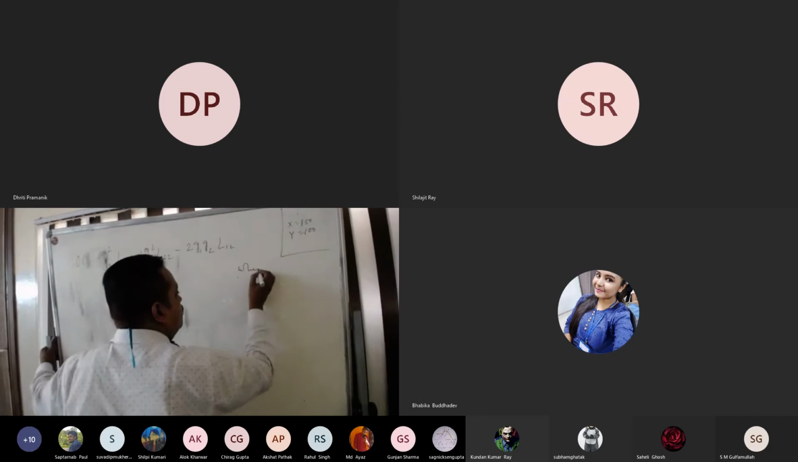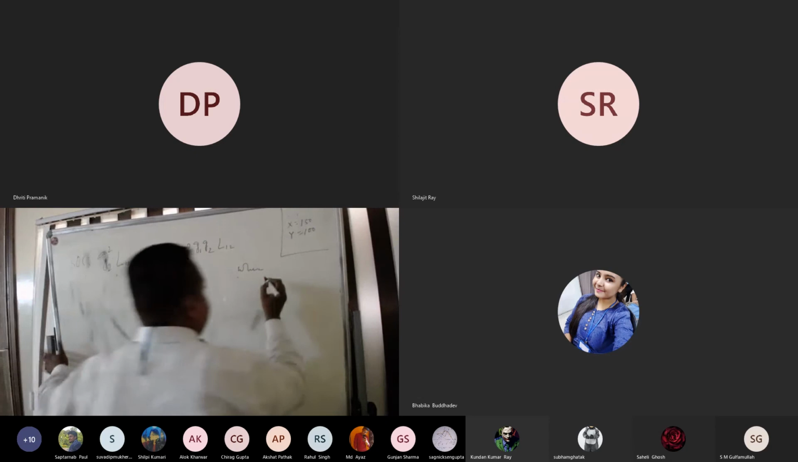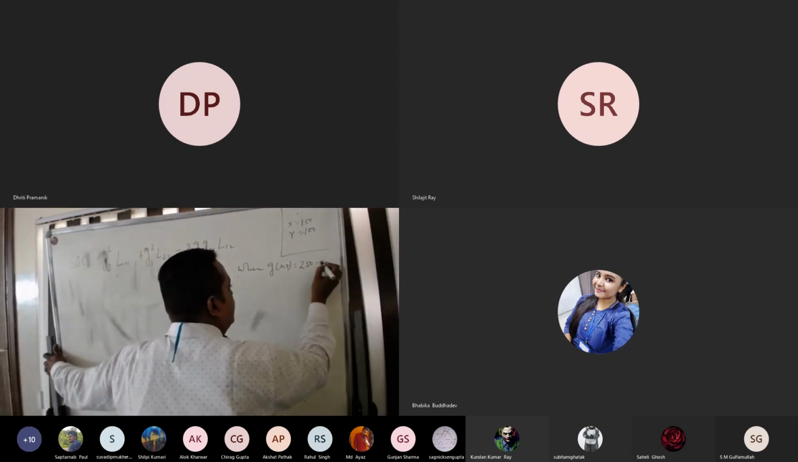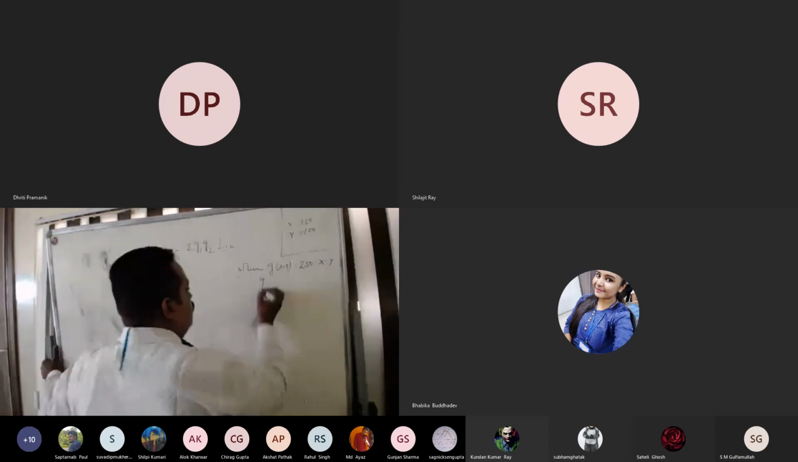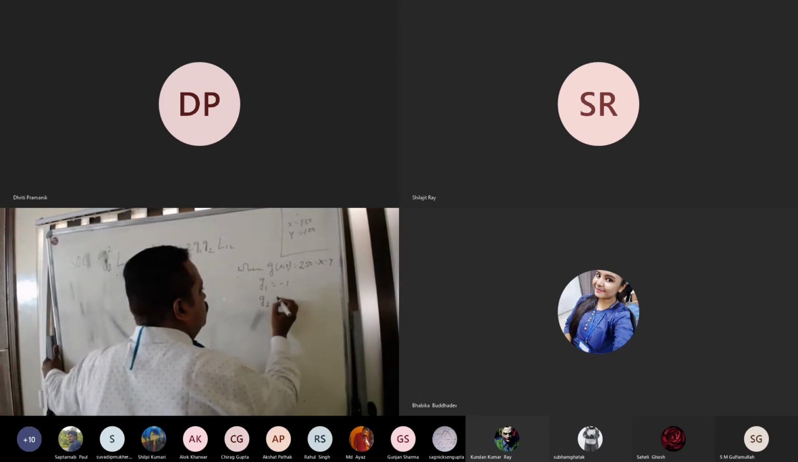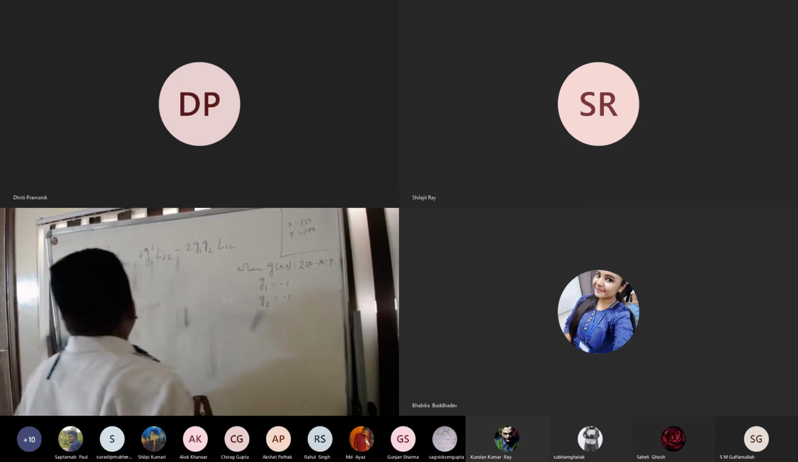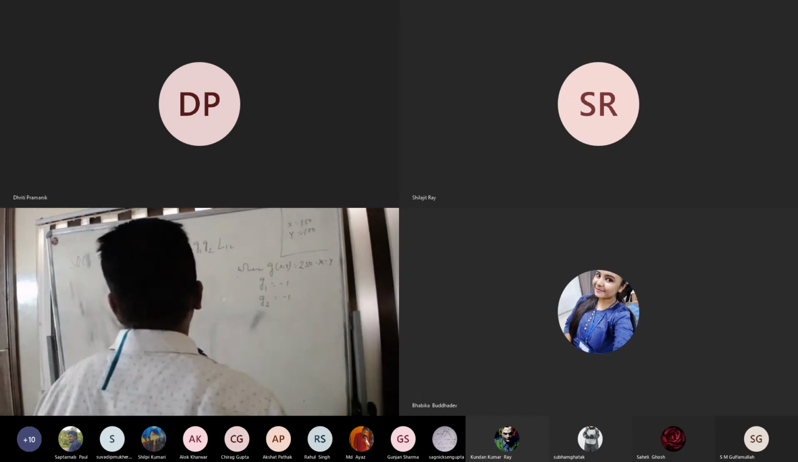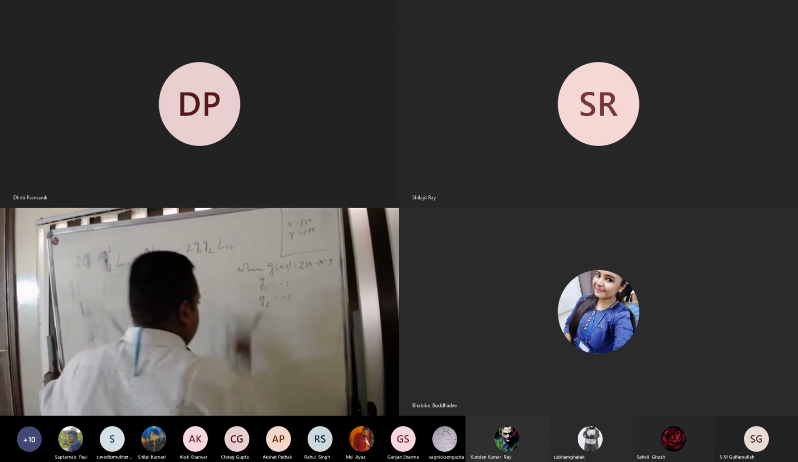Where g(x,y) is equal to 250 minus x minus y. So g1 equal to minus 1, g2 equal to minus 1. Then G1 square, G2 square you will get, and L11 and L22 you have already calculated.